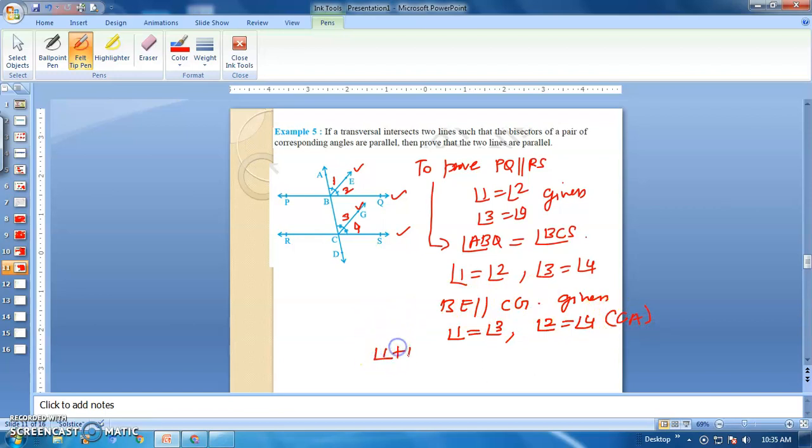Now angle 1 plus angle 2 equal to, what is the sum of the angles? Instead of angle 1, can you write angle 3? And instead of angle 2, can you write angle 4? Yes. So what about the sum of these two angles? Angle 1 plus angle 2 equal to, from the diagram, angle ABQ, equal to, what about angle 3 plus angle 4? From the diagram, GCS. So these two angles are the same. They are corresponding angles of which lines? PQ and RS. So the corresponding angles are the same, which implies PQ parallel to RS. So that is the conclusion here.